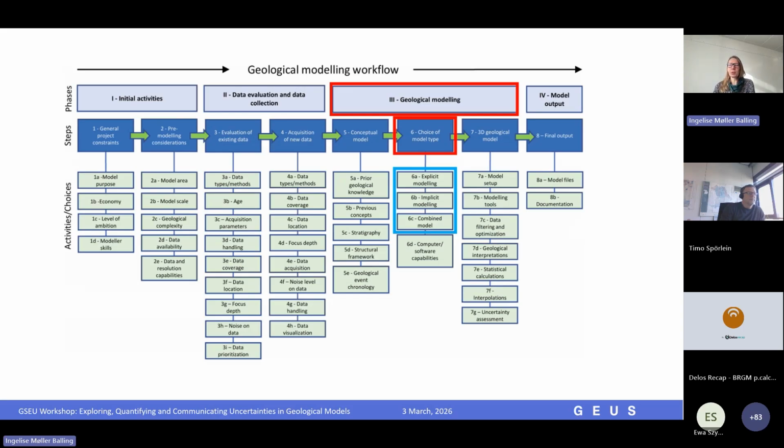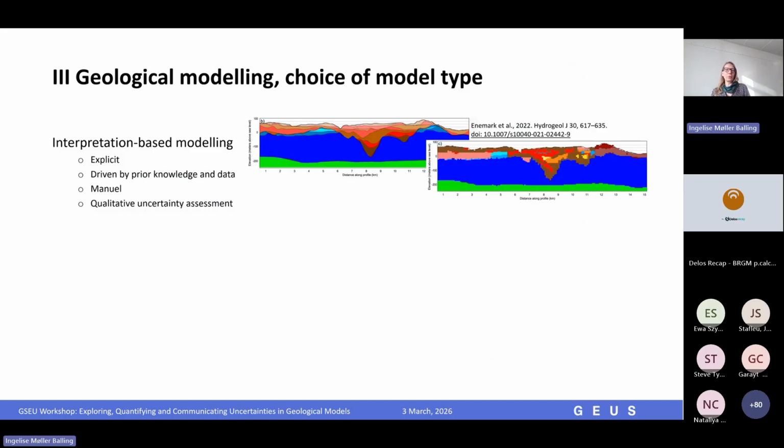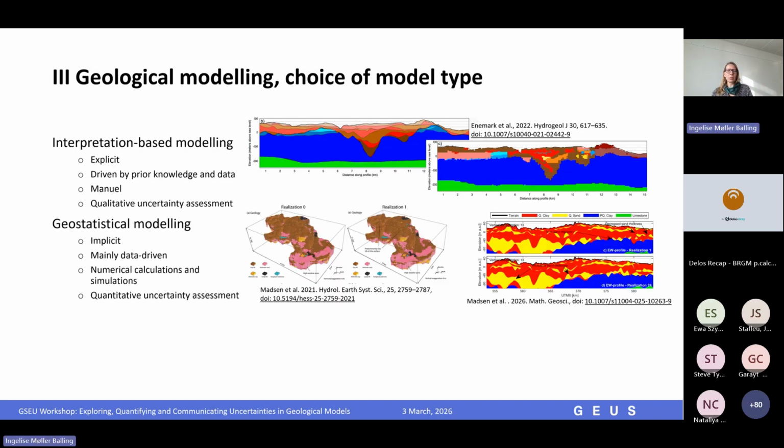The next two steps in the geological modeling phase involve choosing the type of modeling and constructing the model, and assessing the uncertainties. When it comes to different types of models, it can be interpretation-based modeling, driven by a combination of prior data and prior knowledge. It's a manual modeling process, and the uncertainty assessment would be qualitative. Another type is the geostatistical models, which is mainly data-driven, but could also include prior information.